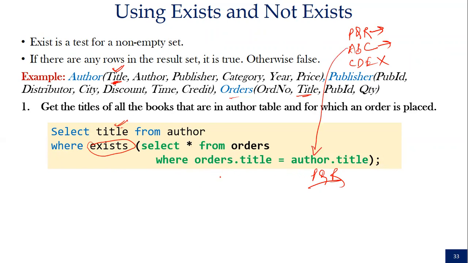Then we are checking the whole orders table for ABC. If there is an ABC, then the row will be selected, and the EXISTS operator returns true. In the CDE case, there is no CDE, so no row will be selected, zero rows. In that case, the EXISTS operator returns false, so that title CDE will not be selected in the final result table. Is that okay? Okay.